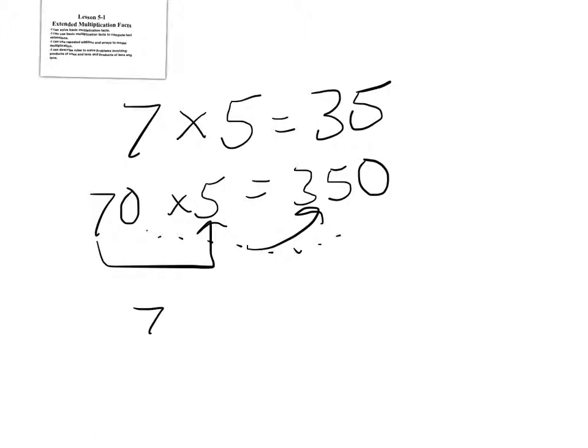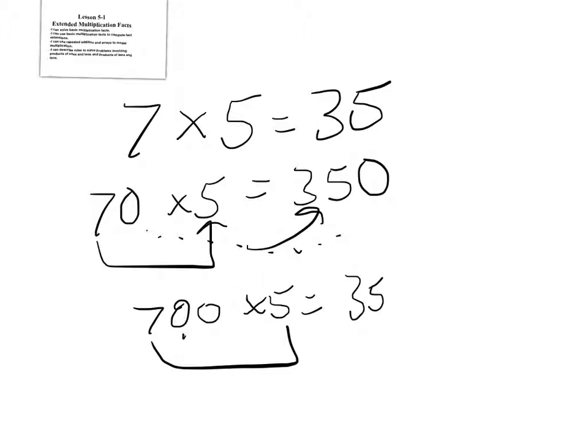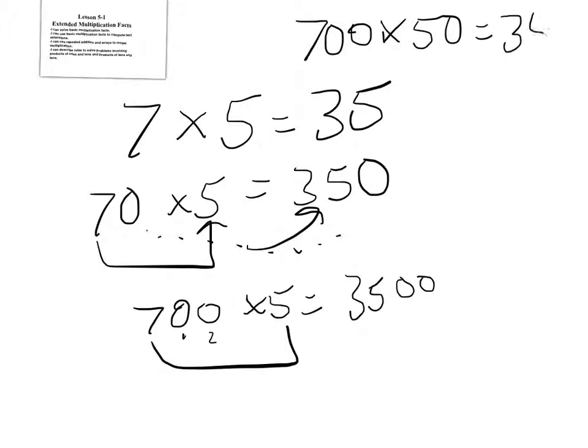If you want to extend it further, I could do something like 700 times 5, which would give me 7 times 5, 35, and this time we have 2 zeros to add on. If I take 700 times 50, that would equal 35 again, but then I have 1, 2, 3 zeros, so that'll give me 35,000. So the main thing you need to know is basically to count all the zeros that are on it.